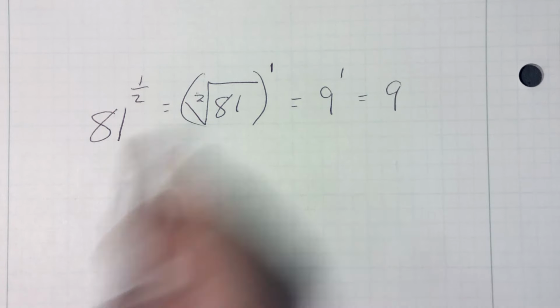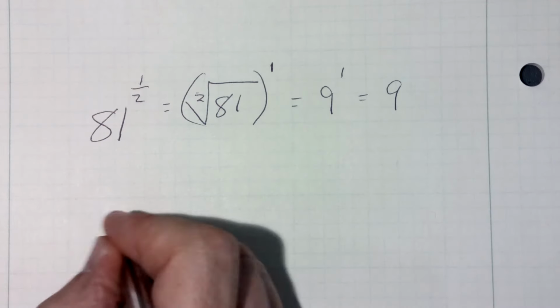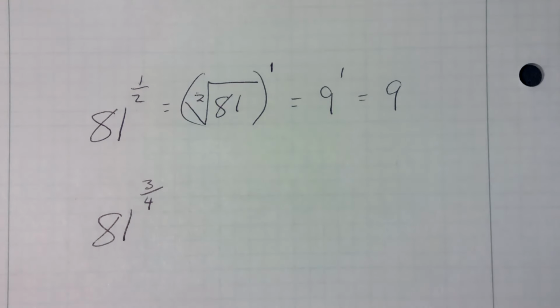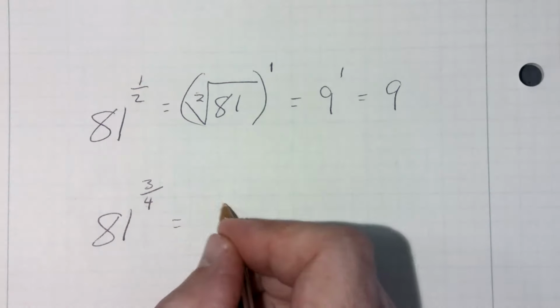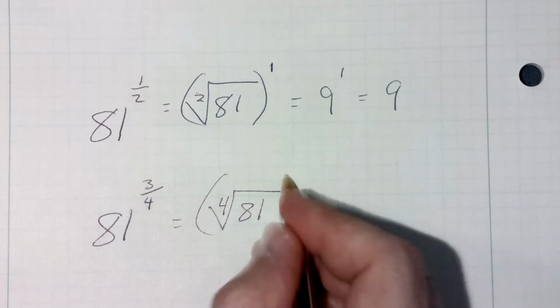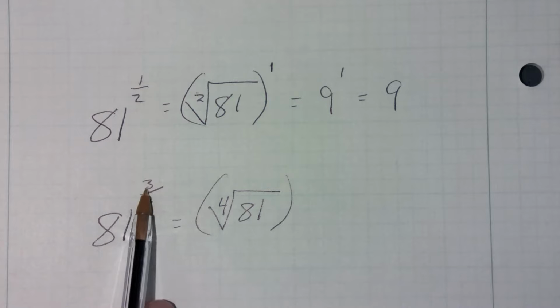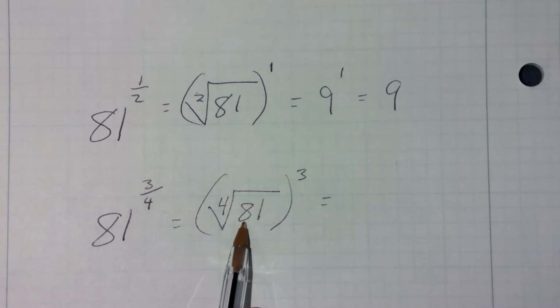But what if that top number and bottom number were both different than 1? Let's do 81 to the 3/4 power. Just remember, the bottom number, the denominator of our rational exponent, is a root. So I'm going to take the 4th root of 81, and then take whatever that fourth root of 81 is and raise it to the numerator, or the third power. Well, the fourth root of 81 is 3.